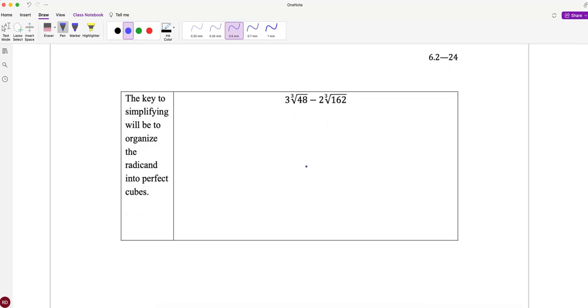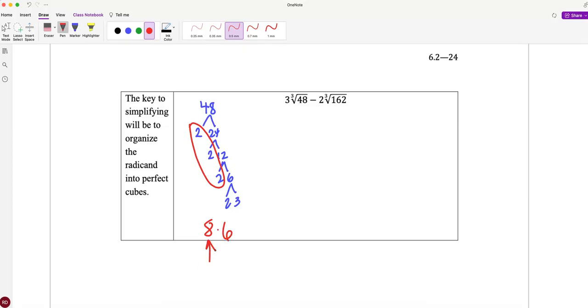So the key to simplifying, if I look at this one, my key is going to be, can I simplify perfect cubes? So I don't want perfect squares here because it's the cube root. So if I look at 48, this is 2 times 24, which is 2 times 12, which is 2 times 6, which is 2 times 3. So the perfect cube is right there, those 3 2's. So this is 8 times 6. And that's my perfect cube right there.